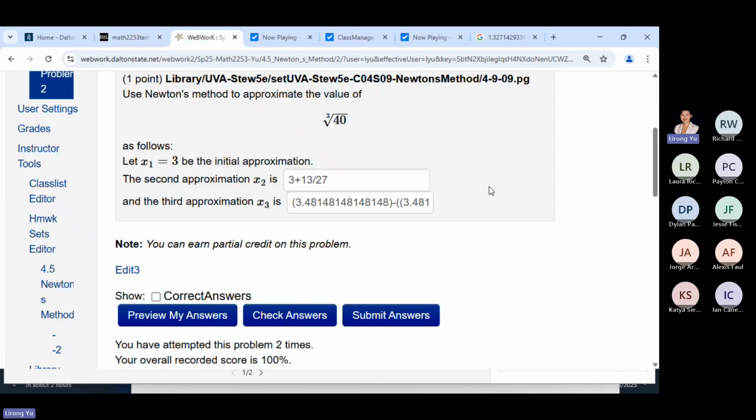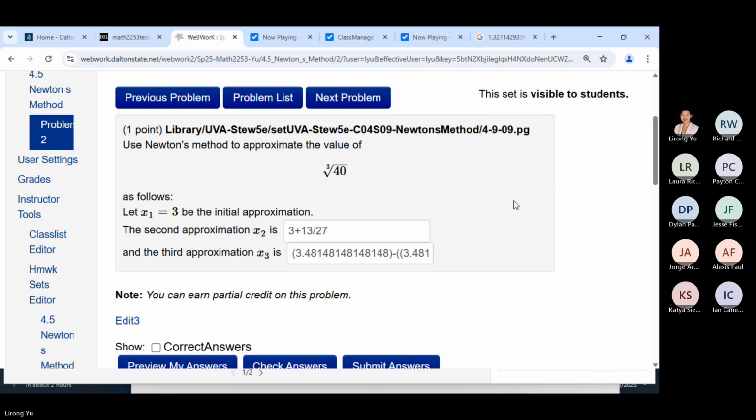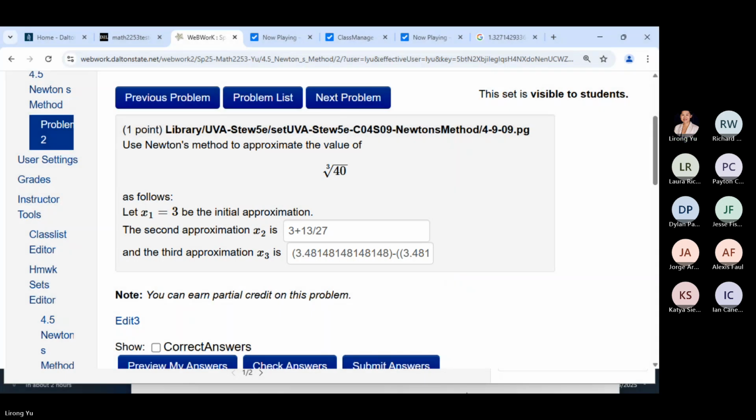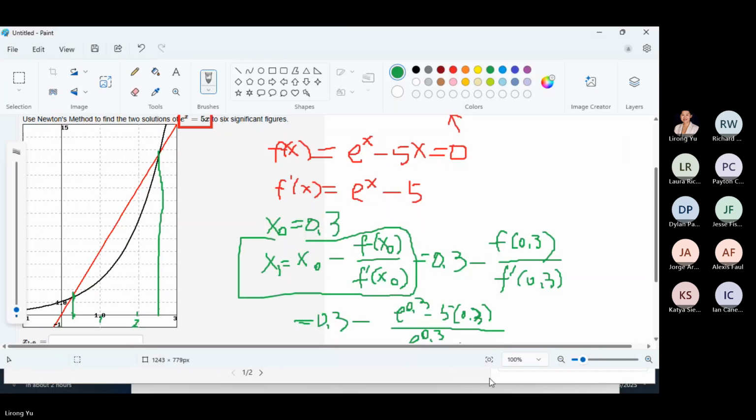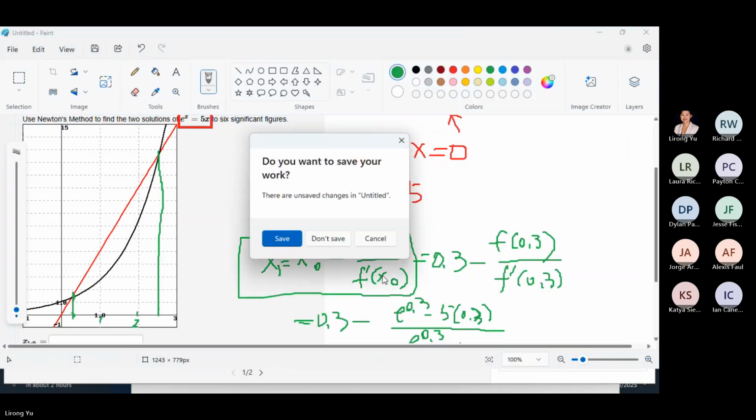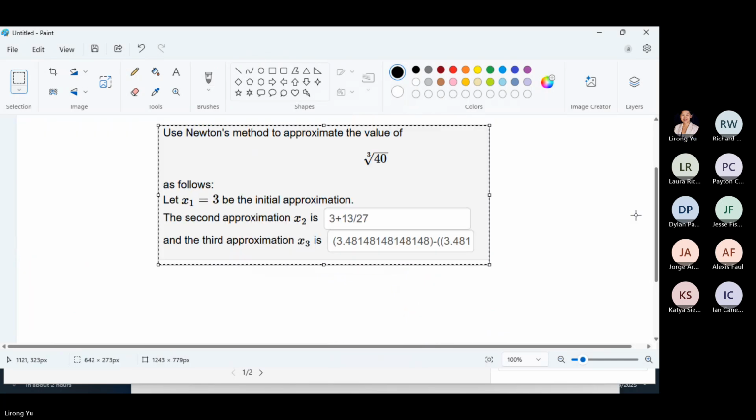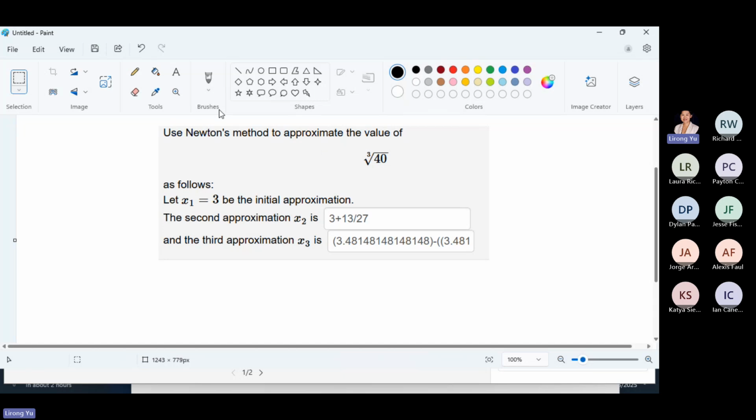But in the meantime, let's start with our way. That was approximation. This is using Newton. I guess they were trying. They're not exactly the same, but it's along the same line. Okay, so we're trying to use Newton's method to approximate the value for the cube root of 40.